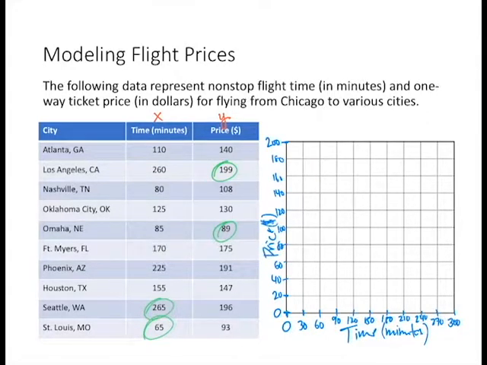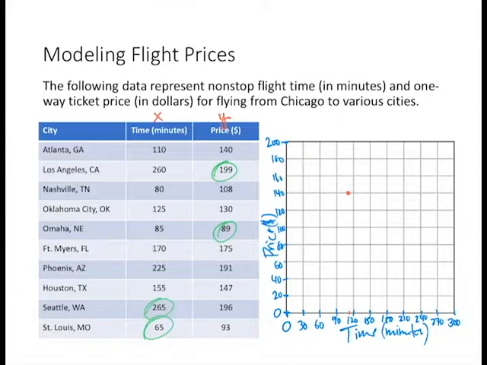Now that we have our axes labeled, we're just going to plot each of these points. So the first point is going to be 110, 140. So we find 110 on our x-axis. Now 110 is between 90 and 120, a little closer to 120 than 90, so that's our x value. And then 140 is going to give us this point right here. So that point represents Atlanta. And then we keep going.